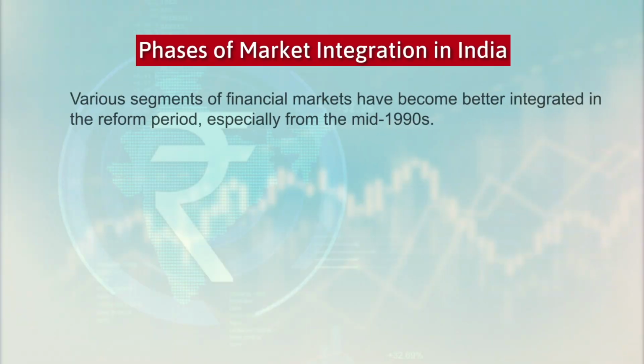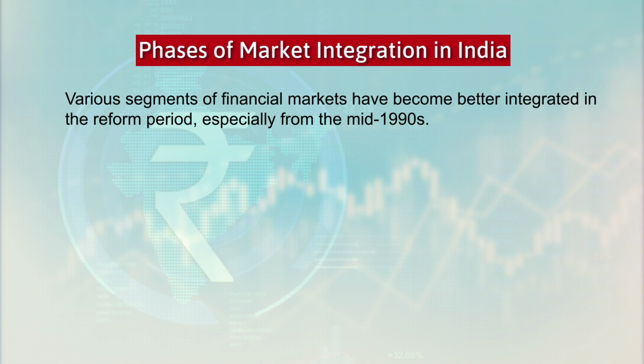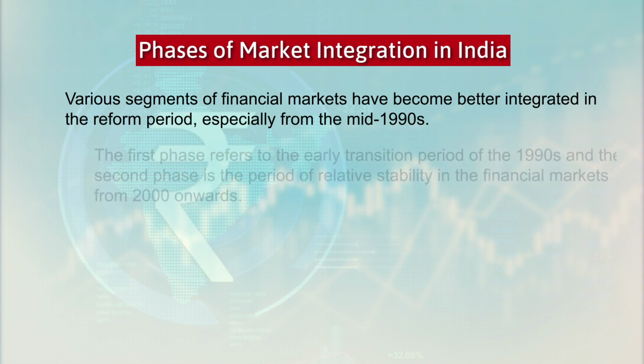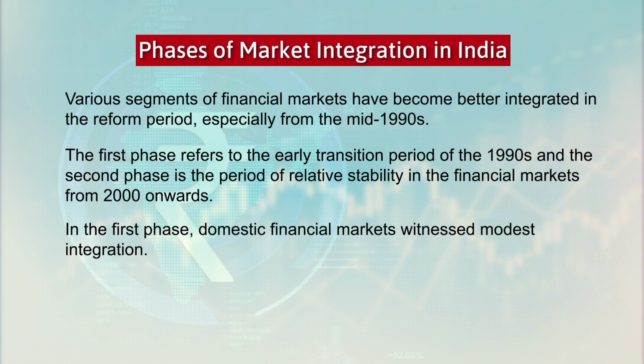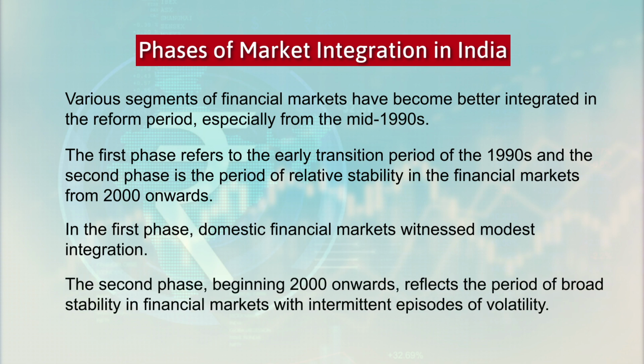So, when we look at the market integration or financial integration in the Indian market, we find that it has taken several phases, because various segments of the financial markets have become better integrated in the reform period, especially from the mid-1990s. The first phase refers to the early transition period of the 1990s, and the second phase is a period of relative stability in the financial market from 2000 onwards. In the first phase, the domestic financial markets witnessed modest integration, while the second phase, beginning from 2000 onwards, reflects a period of broad stability in financial markets.